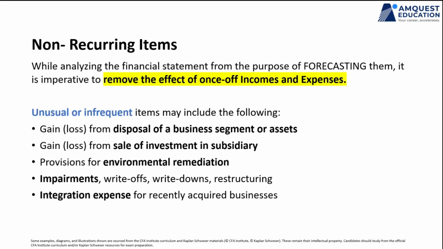Now, besides expense recognition, there are certain other elements in an income statement. These elements include non-recurring items. While analyzing the financial statements for the purpose of forecasting, it is imperative to remove the effect of one-off income or expenses. So if you have any one-time income or one-time expense as part of your profit and loss statement, one time means it doesn't happen every year. It is just an abnormal income or an abnormal expense.